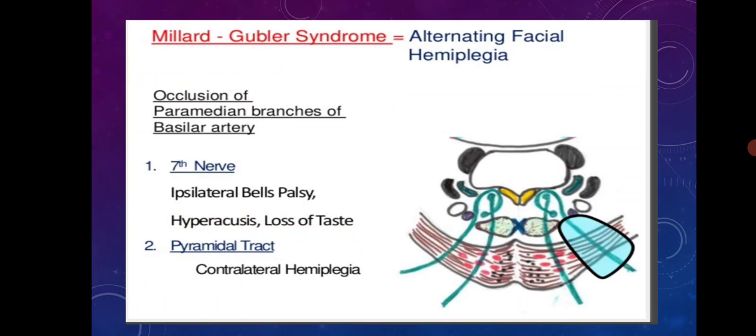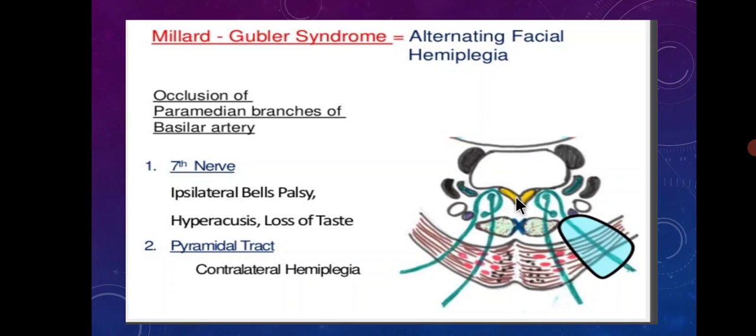Now moving to clinical anatomy. First is Millard-Gubler syndrome, also called alternating facial hemiplegia or medial inferior pontine syndrome. It results from a lesion in the lower part of the pons, involving paramedial branches of the basilar artery. So it involves the 7th cranial nerve.